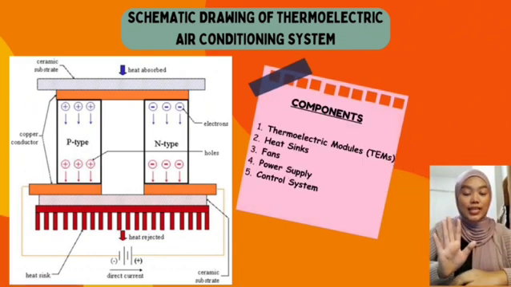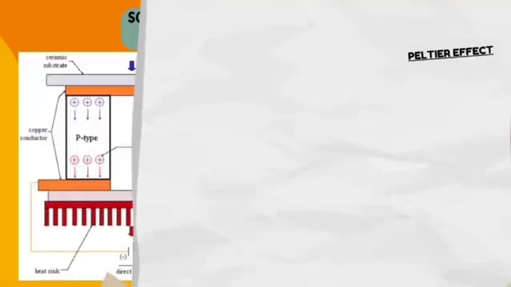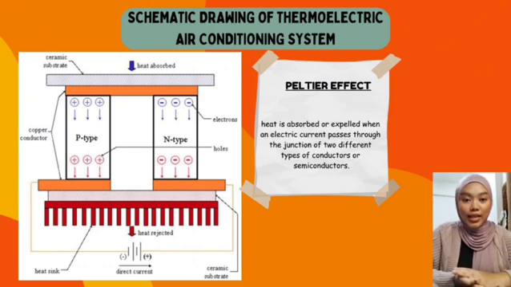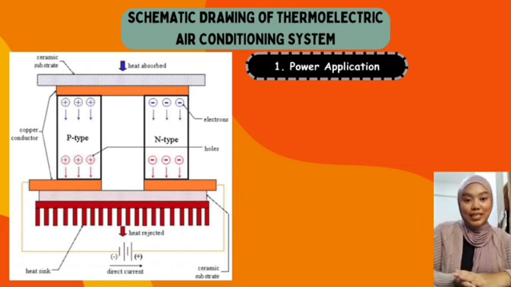There are 5 components in the thermoelectric air conditioning system, which are the thermoelectric module, heat sinks, fans, power supply, and lastly the control system. For your information, the working cycle of the thermoelectric air conditioning system is based on the Peltier effect, where an electric current is used to transfer heat between two materials. So let's see the working cycle steps.